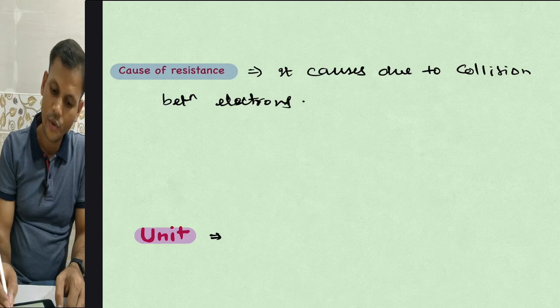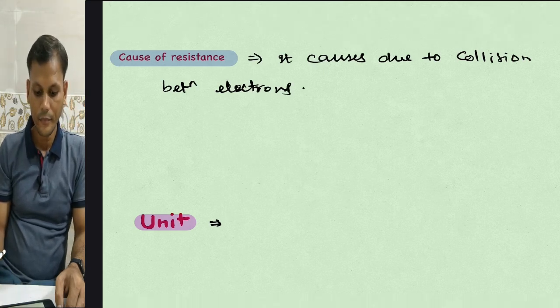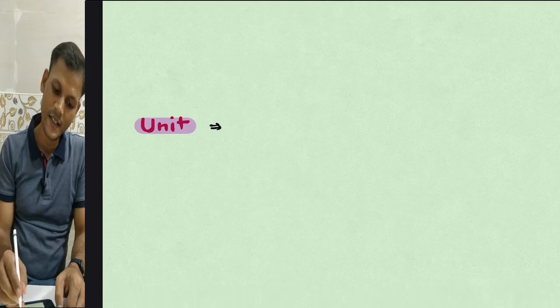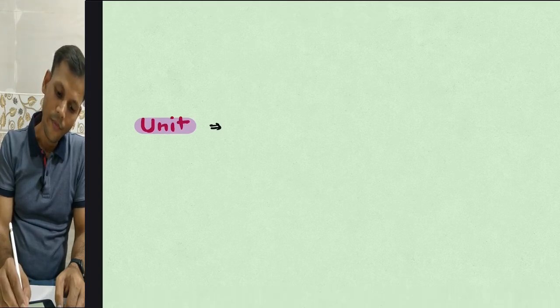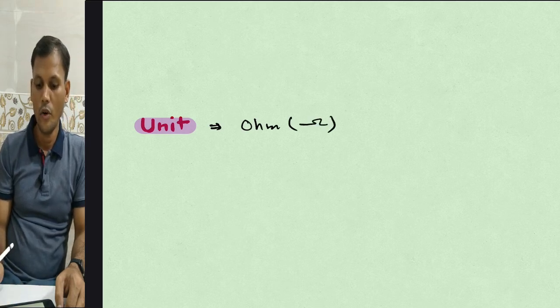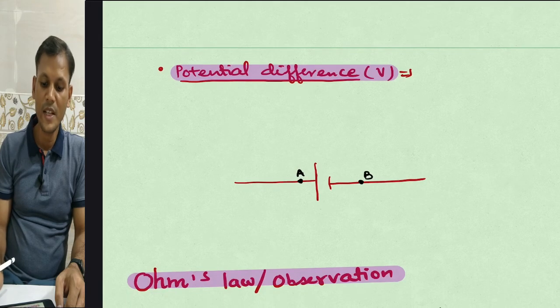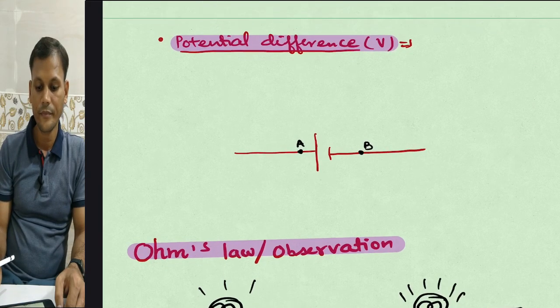It is caused by collision between electrons. Now the unit of resistance is the ohm. The unit is OHM and its symbol is omega, the Greek letter. Now the next term is the potential difference.